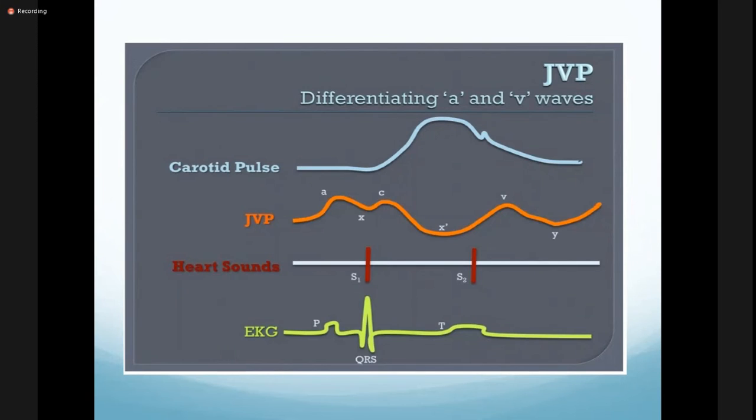But you may also auscultate the heart sound. The wave that comes before the first heart sound is A wave, and the wave that comes after the second heart sound is V wave. And if we correlate with the ECG, the wave that coincides with the P wave is A wave, and the wave that coincides with the T wave is V wave.